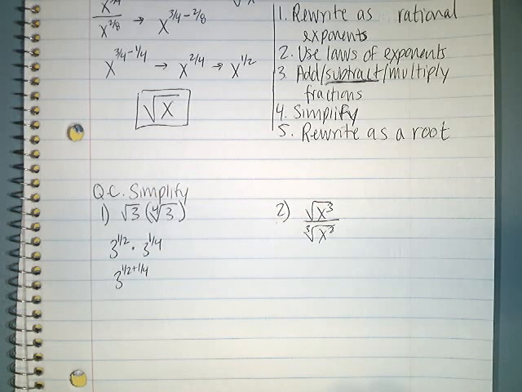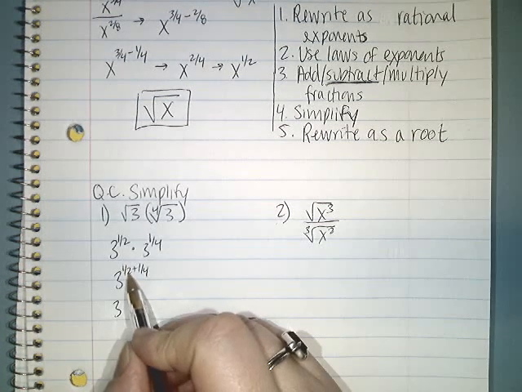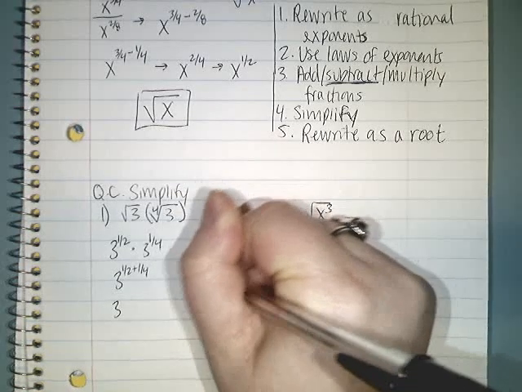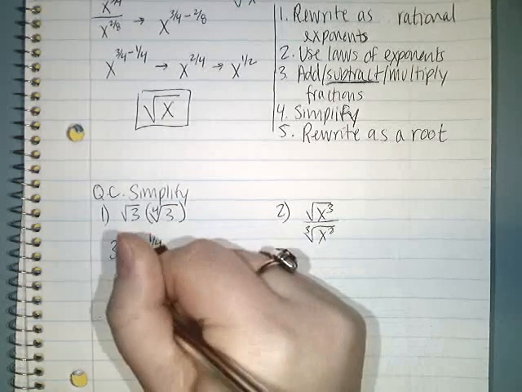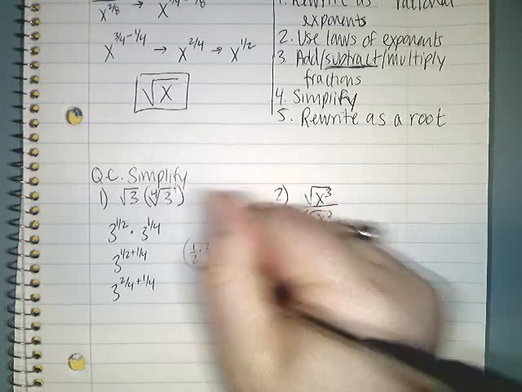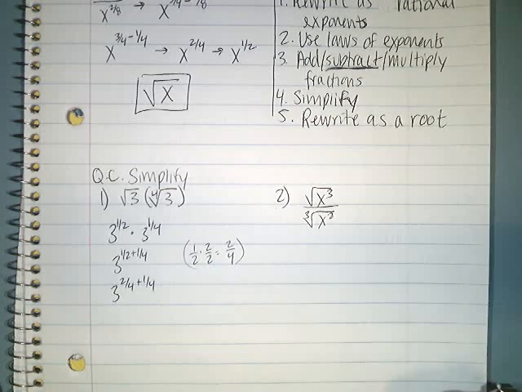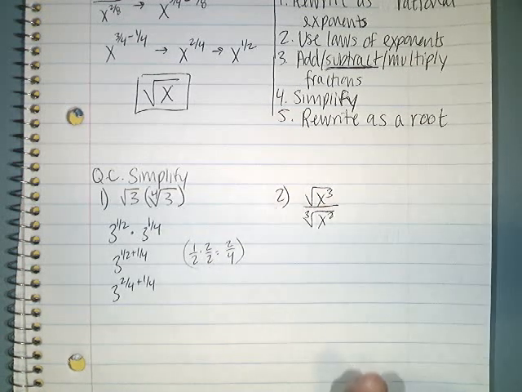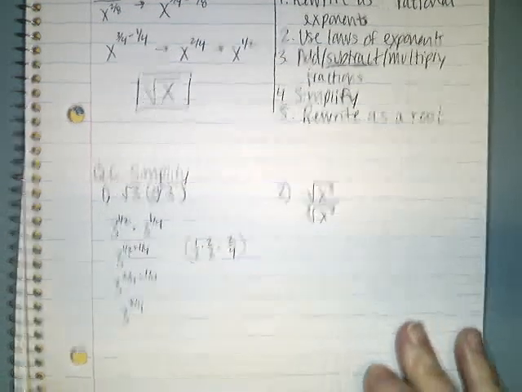Again, in order to add these, I need a common denominator. So I'm going to rewrite this as 3. All I need to do to get this into fourths is to double it. So again, 1/2 times 2 over 2 becomes 2/4. So I can rewrite this as 3 to the 2/4 plus 1/4. So just as a little fraction reminder, you can get a common denominator by multiplying by a number over itself, because it is just equivalent to 1. So this becomes 3 to the 3/4.